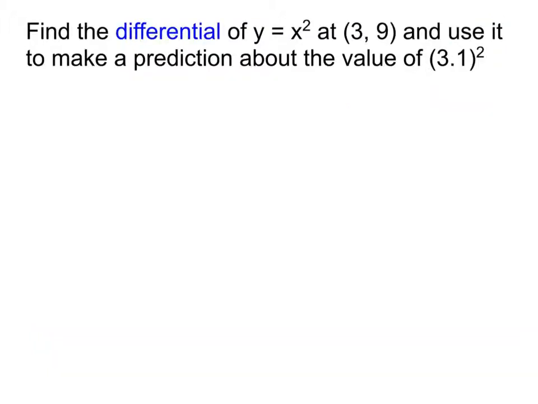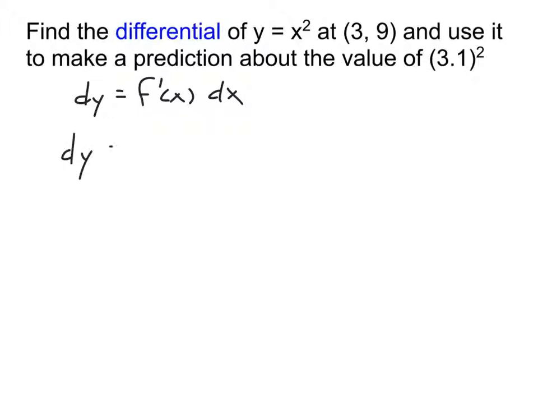We're now going to go back to that last equation we were just working with, and find the differential of y equals x squared at 3, 9. So in order to do this, remember our definition of differential is that dy equals f prime of x dx. Notice I have to figure out what f prime of x is. In this case, that's going to be y prime of 3. So let's go ahead and do that here.